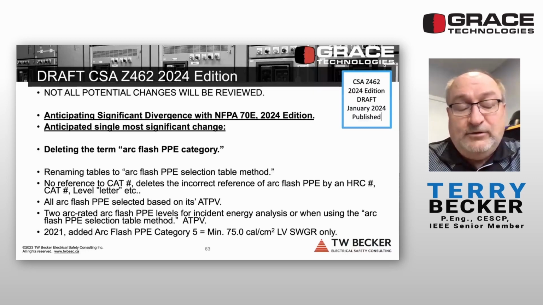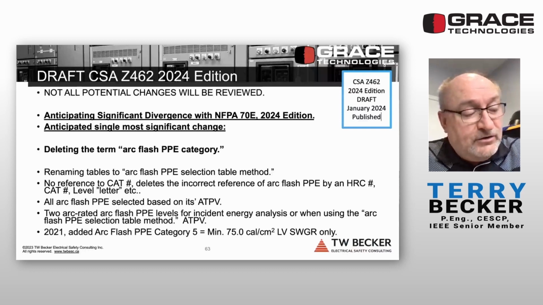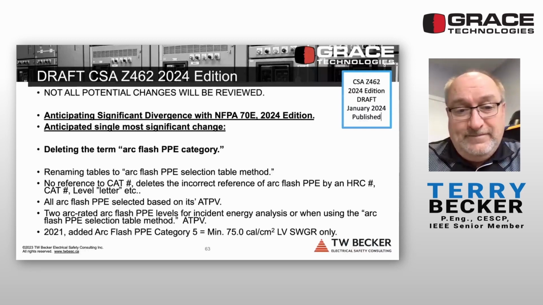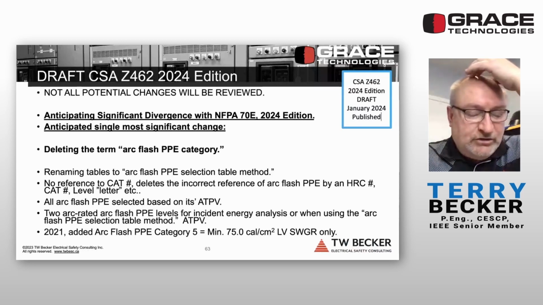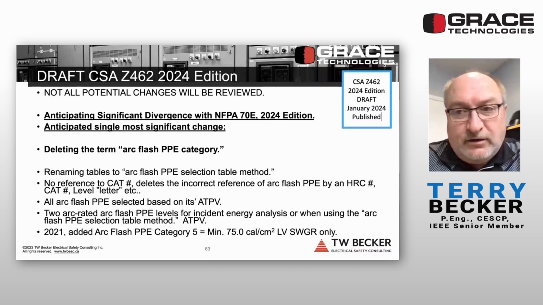And we're relocating the tables in Z462 from clause 4.3 to an annex, Annex V. My concern there is that annexes are interpreted as informative, but in Z462 Annex V is normative. So this may be miscommunicated by engineering consultants in Canada, that the old arc flash PPE category table method is no longer valid because it's in an annex, and that's misinformation. So I'm going to try to temper that next year with lots of communication for Canadian users of Z462 that there are two methods that are acceptable. We've renamed the table method to the arc flash PPE selection table method and deleted the term category.